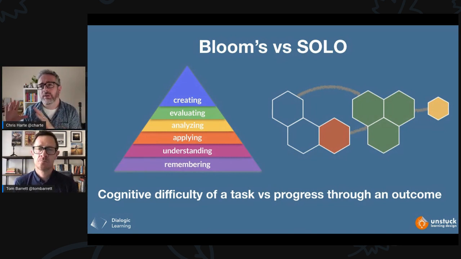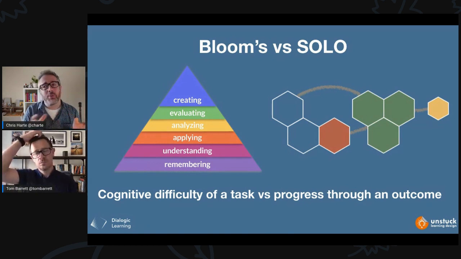What SOLO does, which is different, is that even if I design, let's say, an analysis level task, all of my 30 students are going to be showing a different level of complexity in their understanding within that task. So even though the task itself is analysis, I might have some students who are at the lower end of the conceptual understanding part of the taxonomy, and some kids who are really up there and can apply a conceptual understanding to this analysis task.